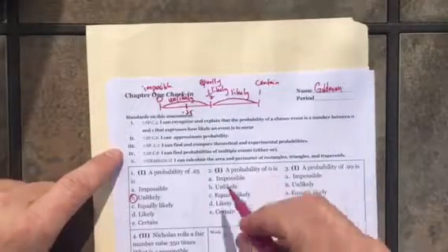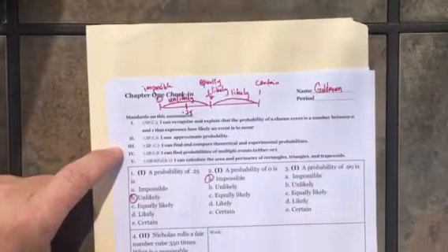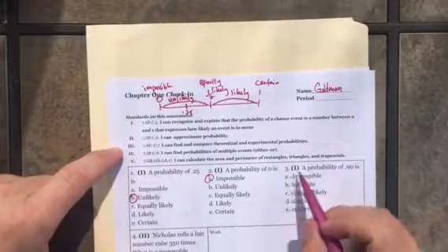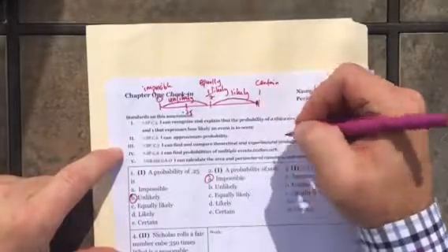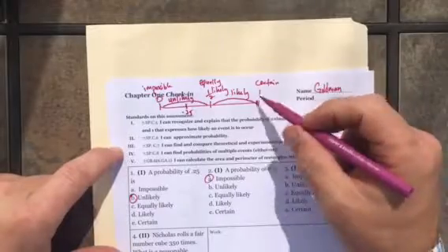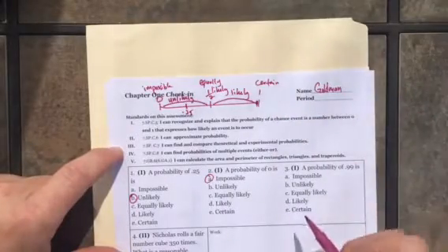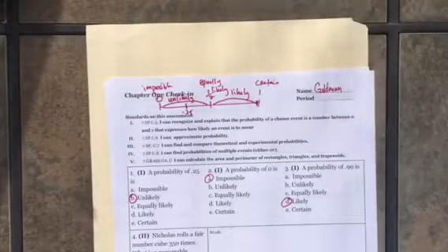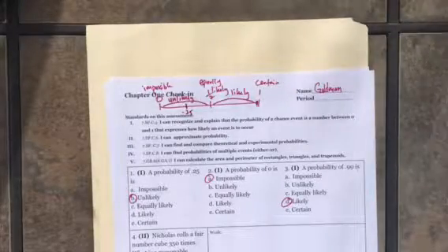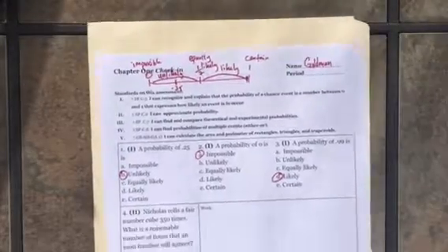Number 2, a probability of 0 is impossible. No way it can happen. Number 3, a probability of 0.99. That's going to be right around here. Notice it is very close to 1, but it is not exactly 1, so it's not necessarily certain. It's very likely. It's the equivalent of 99% likely, but it is not certain.